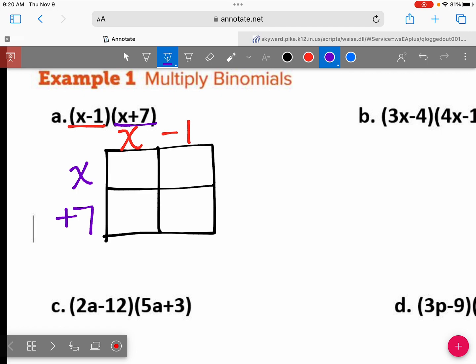Okay, I'll go back and look at that one then. A 17. So this is a positive 7, not a 17. That should be a plus 7.